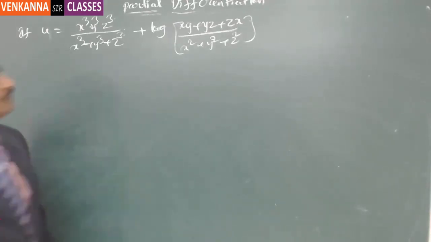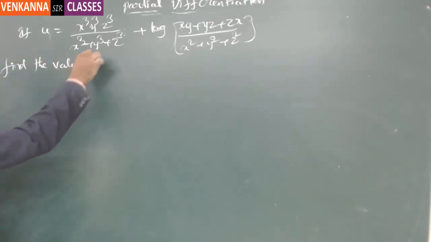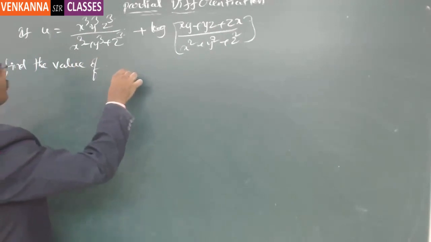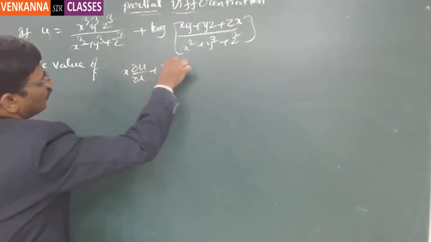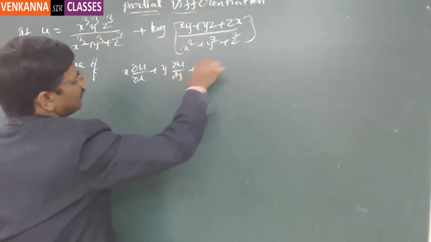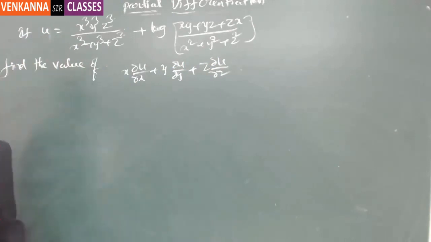Find the value of x dou u by dou x plus y dou u by dou y plus z dou u by dou z. Can you find out this value? This will be the last question.